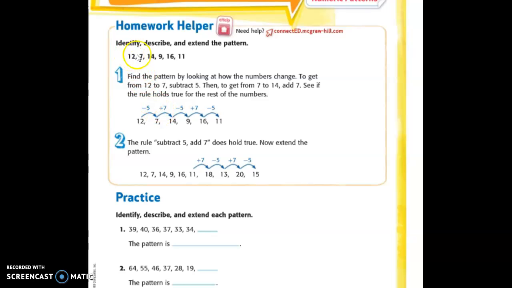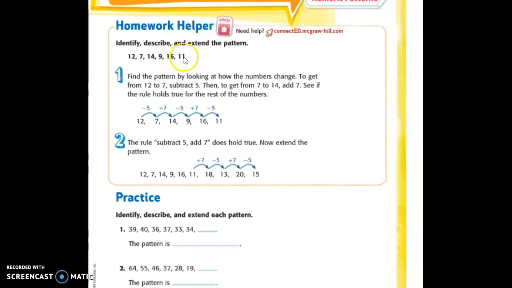Let's see. We subtracted 5 to get to 7. Then we added 7 to get to 14. Does 14 minus 5 get me 9? 14, count back 5: 13, 12, 11, 10, 9. Yes, I just counted back 5 and got 9. Now, according to my pattern, I should be increasing by 7. So from 9 to 16: 10, 11, 12, 13, 14, 15, 16. That's 7 up. So the pattern is holding true. 16 to 11.